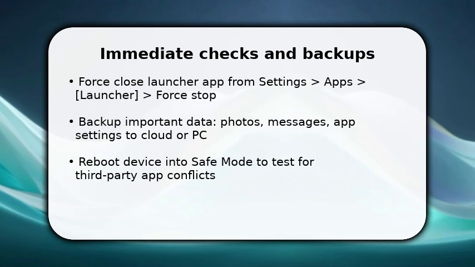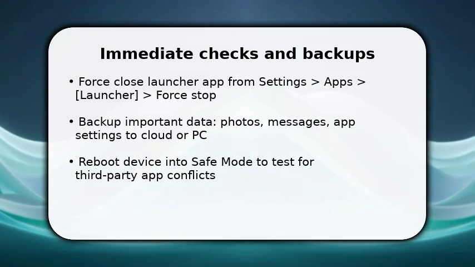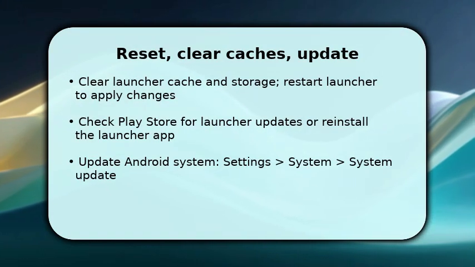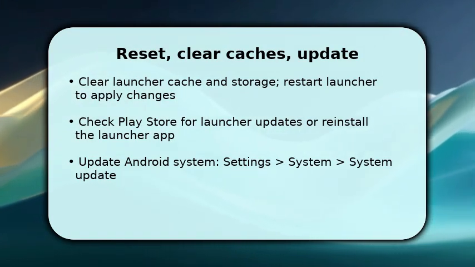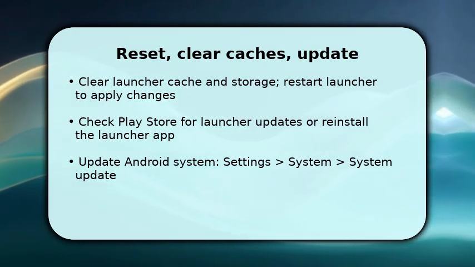Next, address corrupted cache and outdated code. Go to Settings, Apps, Launcher Storage and tap Clear Cache, then clear storage if problems persist. Note this resets home layout. After clearing, restart the launcher or your device to apply changes.